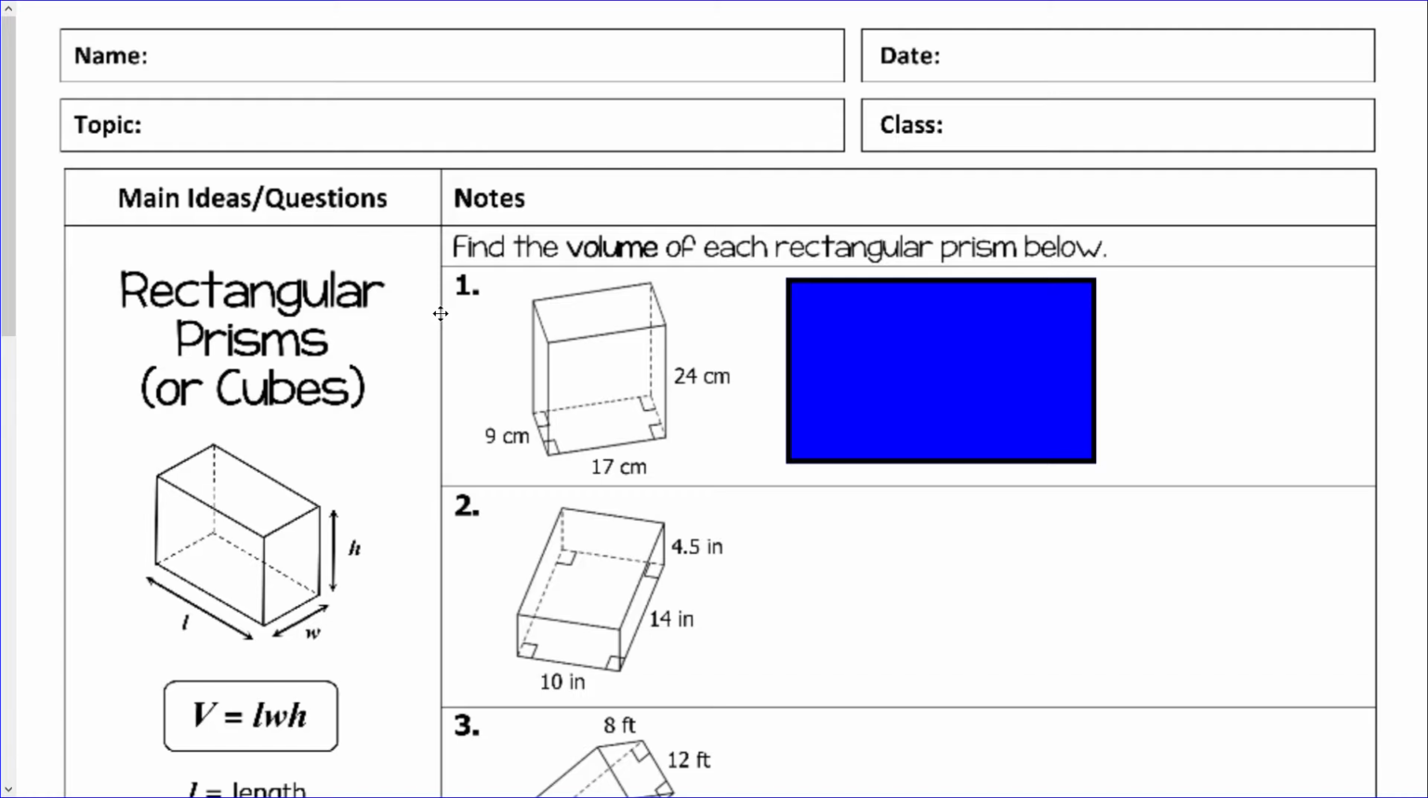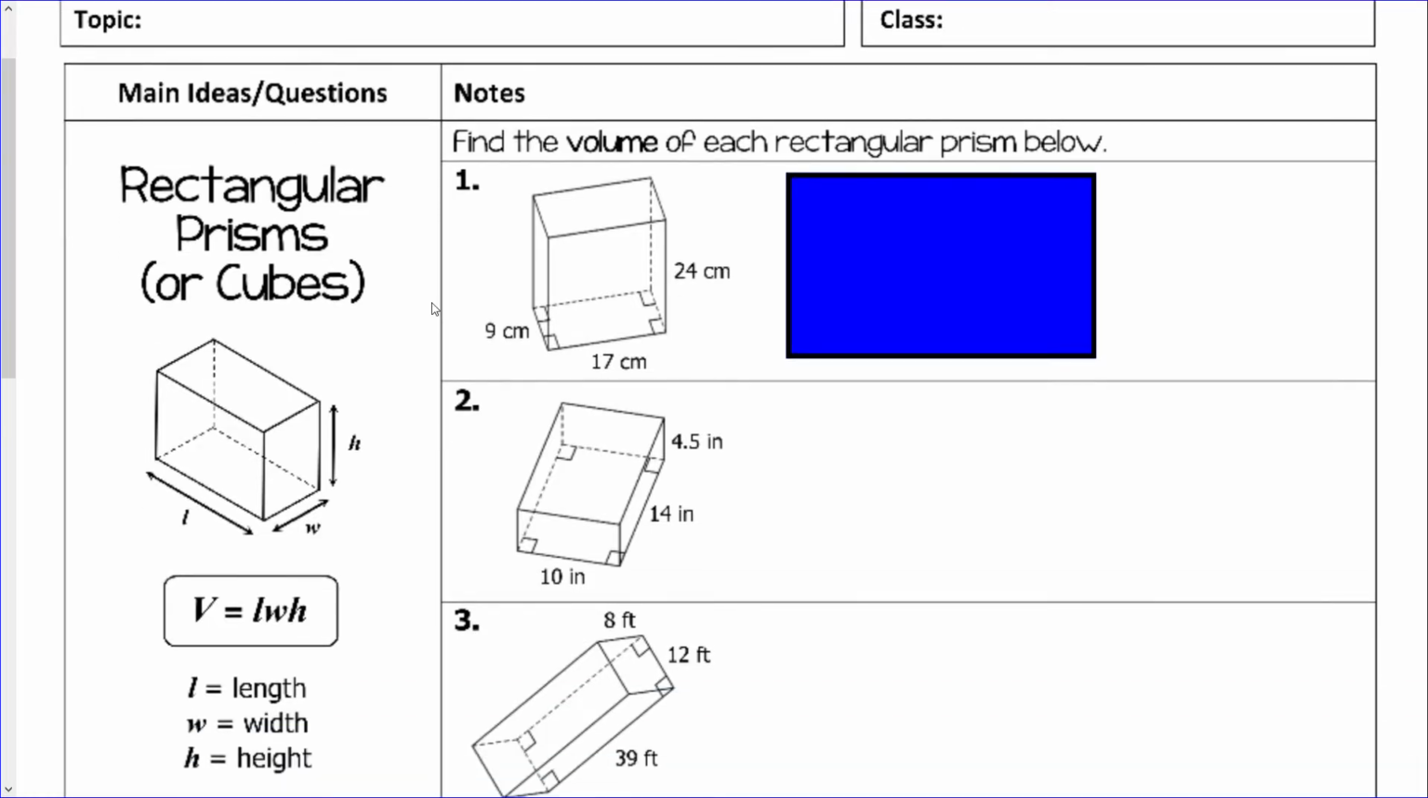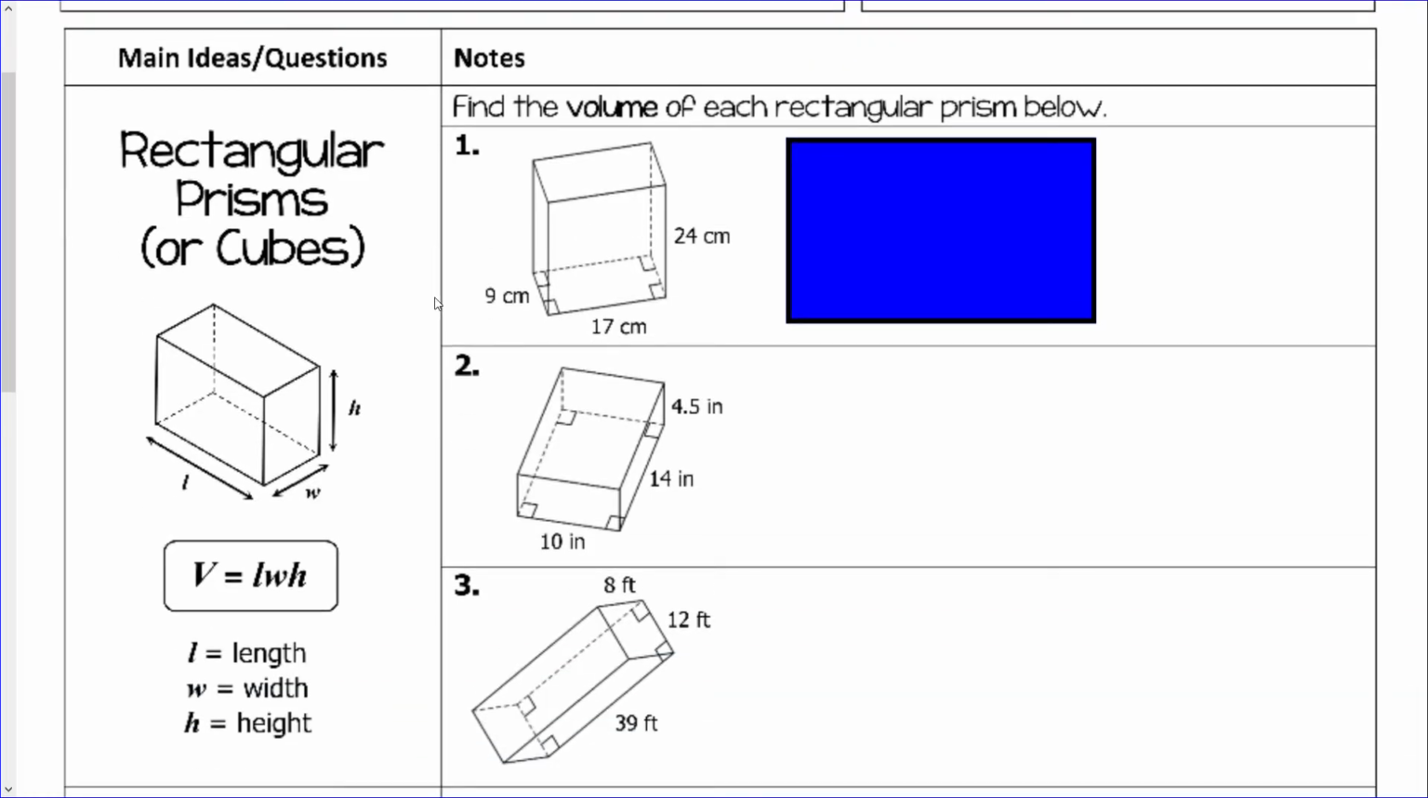Okay, so we'll start off with the volume of rectangular prisms. Remember, we talked about all the names of these things the other day. So the formula is very simple. It is length times width times height. Because it's rectangular, it really doesn't matter which of those dimensions you consider the length and width and height, as long as you get all three of them in there.